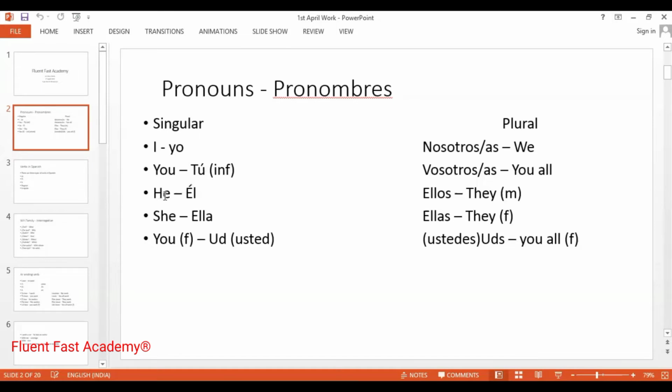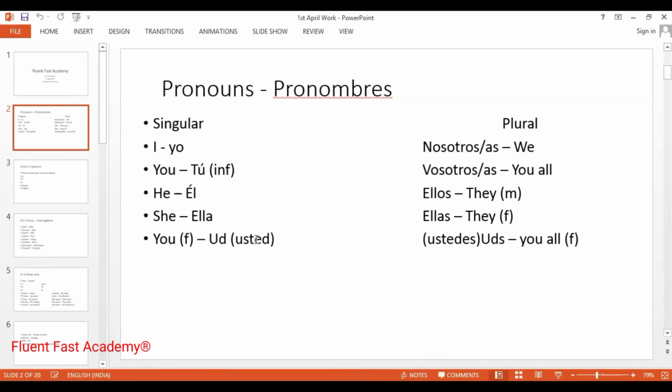Next, he is called él. Say that. Él. Él has an accent, remember. Next, she is ella. Yeah. Ella. Next is you. We have a formal you, usted. Yes. But it will be written as Ud., right? Yeah, it will be written as Ud. and will be pronounced as usted.